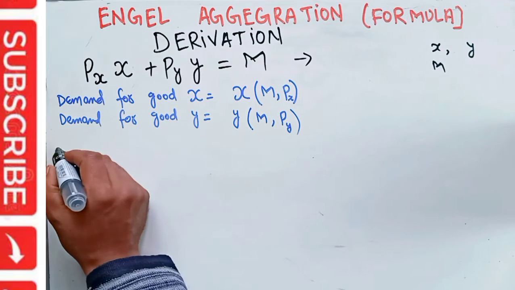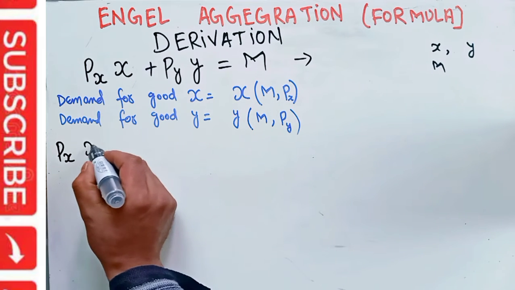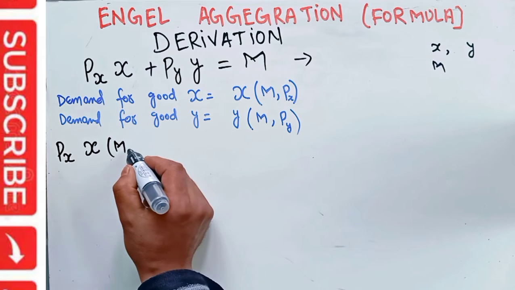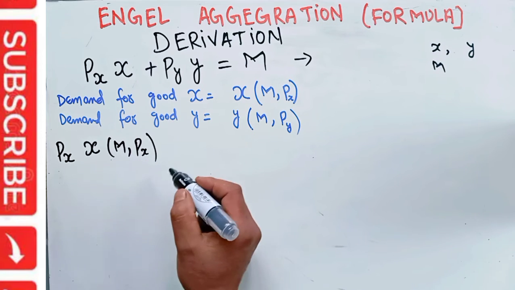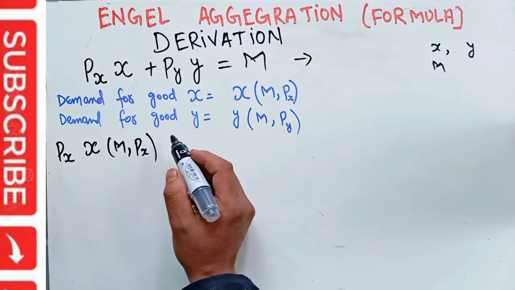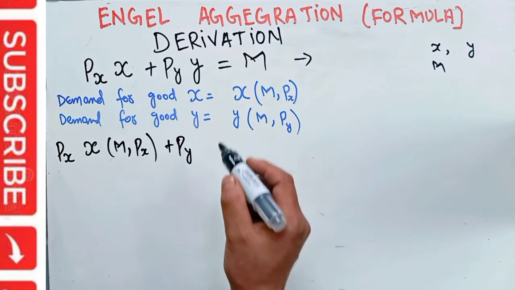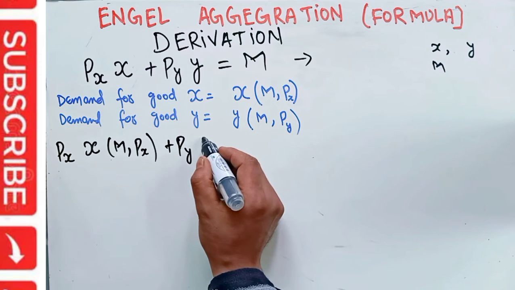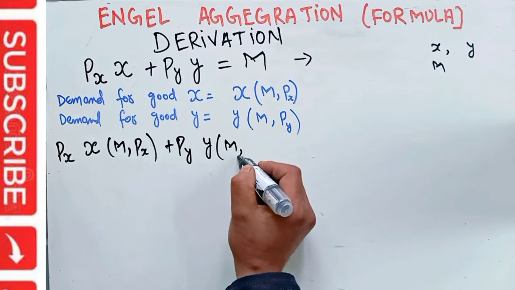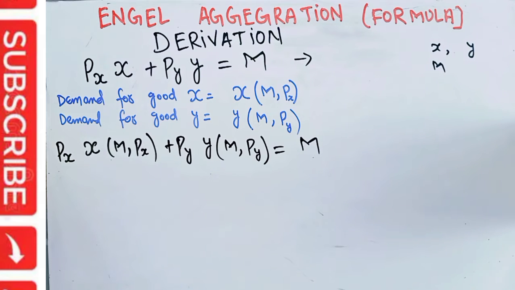So we have price of X, and in place of X we have this demand function for good X, that is X, which is a function of income and price of good X. Similarly we write price of good Y times the Marshallian demand function for good Y, that is Y, which is a function of income and price of good Y. It should be equal to the income of the consumer. After that what will we do? We will differentiate both sides by M.